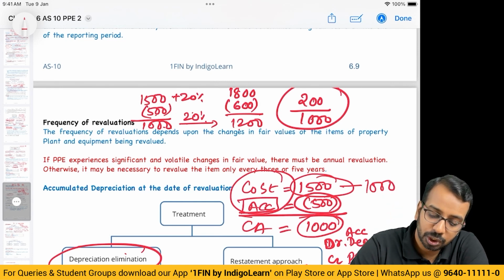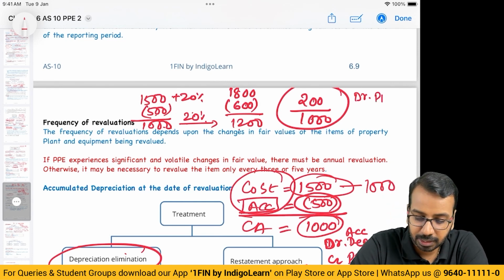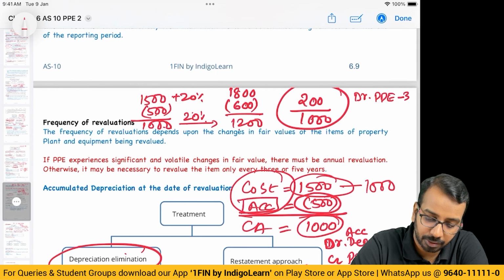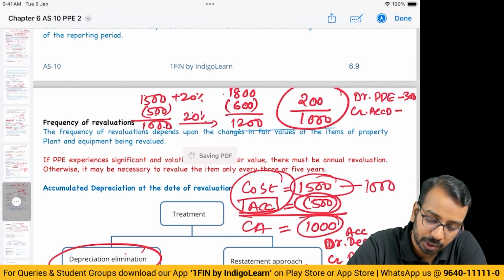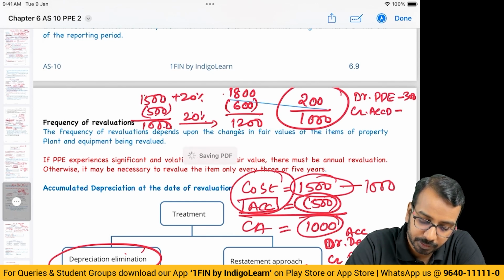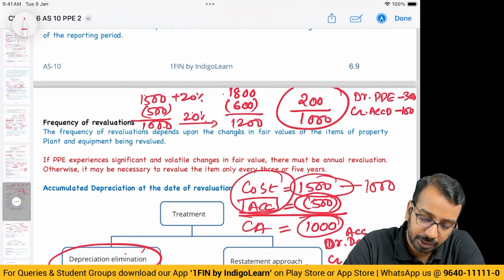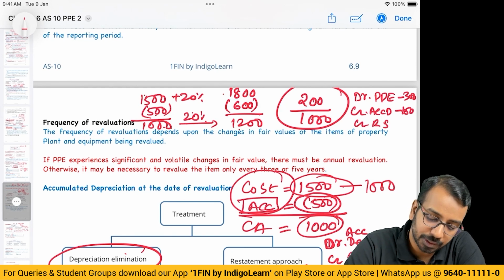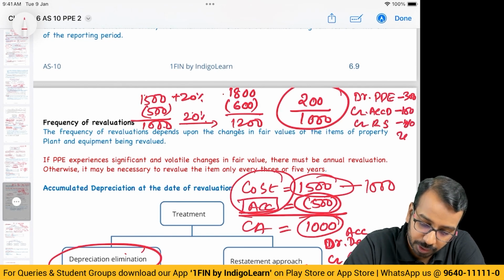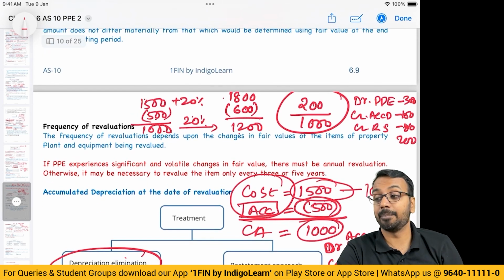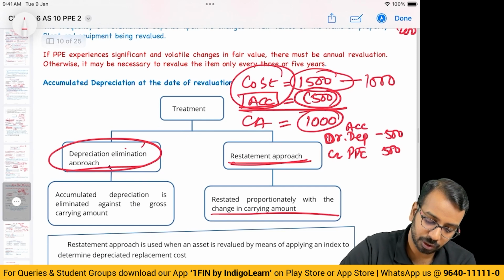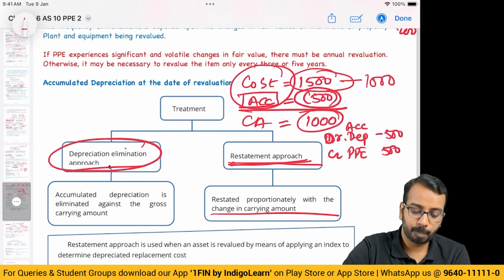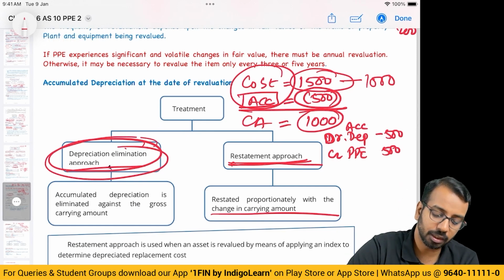So what you will do is debit PPE by 300, this is 1800 minus 500. You will credit accumulated depreciation by 100, and you will credit revaluation surplus by 200. Revaluation surplus will remain the same, but you can do either the depreciation elimination or the restatement approach, but generally you should follow only the elimination approach in the examination.